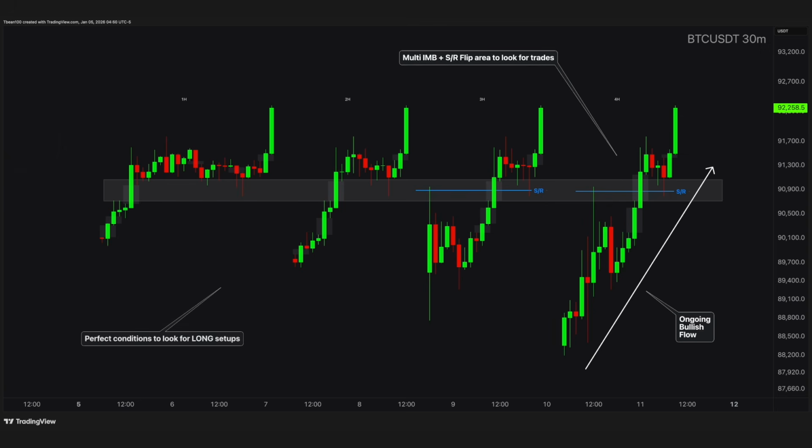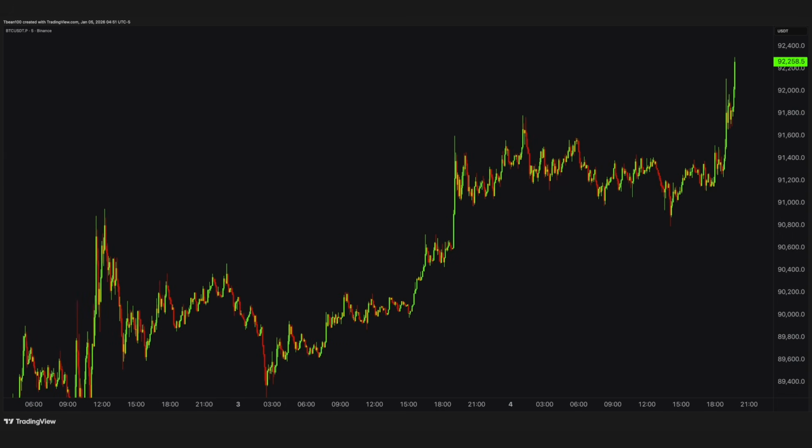And if you look at the overall price action, we are clearly in an uptrend right now. Price started from around 87K and has been rallying up towards the 93K area. So now let's drop down to the lower time frames and talk about what we can actually do with a chart like this.